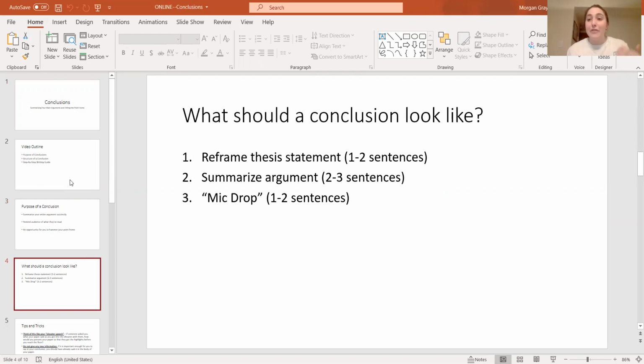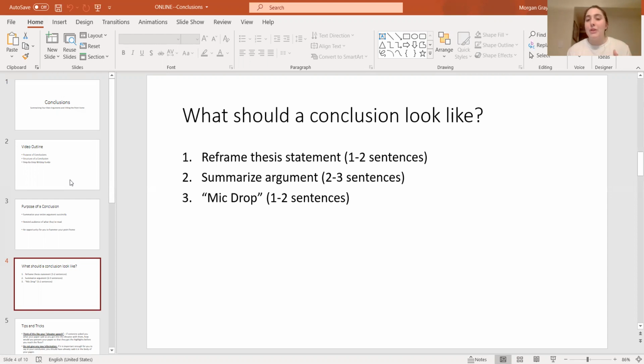So what should a conclusion look like? It should only be 5 to 7 sentences. There is no reason for it to be any longer, and if it's any shorter, you will be missing things. First and foremost, you need to reframe your thesis statement. Now, notice I said reframe and not restate. Do not copy and paste your thesis statement from your introduction into your conclusion. That is a little bit mechanical, and it doesn't allow you a little bit more freedom of expression. This should be 1 to 2 sentences.